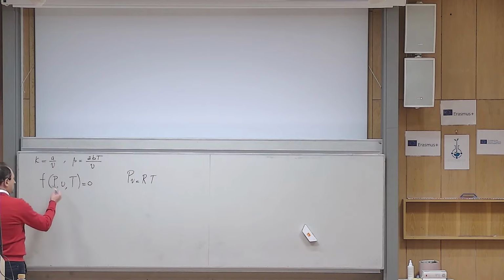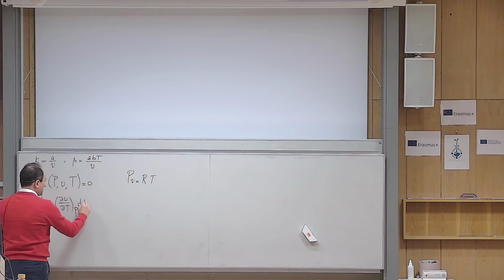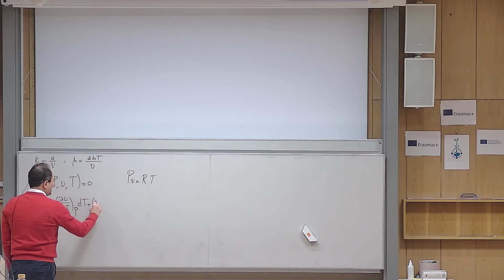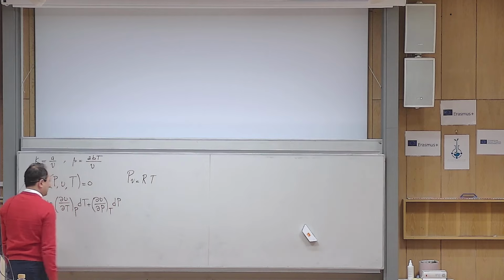So let us imagine that V is expressed in terms of P and T. Then, by multivariable calculus, I can say that dV is equal to the partial derivative of V with respect to the temperature when the pressure is kept constant, multiplied by dT, plus the partial derivative of V with respect to the pressure when the temperature is kept constant, multiplied by dP.